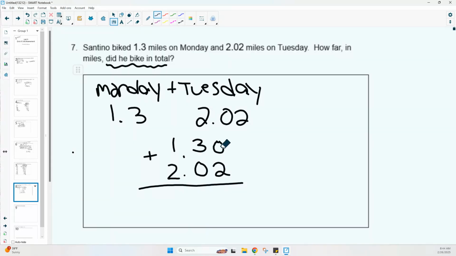Now let's add. 0 and 2 is 0. Sorry, is 2. 3 and 0 is 3. Decimal point. And then 1 and 2 is 3. So it is 3 32 miles.